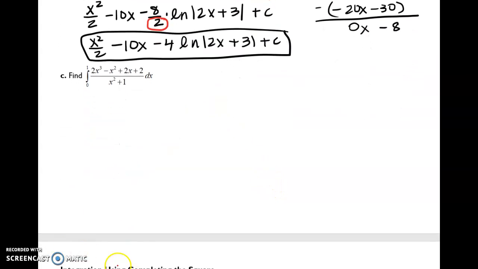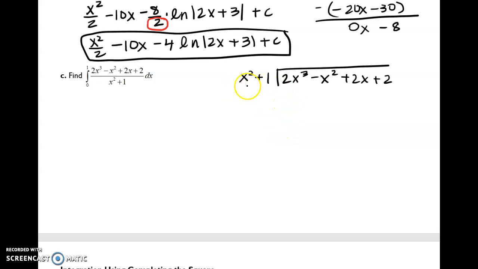All right, for part C, we have the integral from 0 to 1 of 2x cubed minus x squared plus 2x plus 2 all over x squared plus 1. Again, I noticed that the degree of the numerator is higher than the degree of the denominator, so I know I'll have to use division. The expression on the denominator is quadratic, so I definitely have to use long division here. So my divisor is x squared plus 1, dividing that into 2x cubed minus x squared plus 2x plus 2.